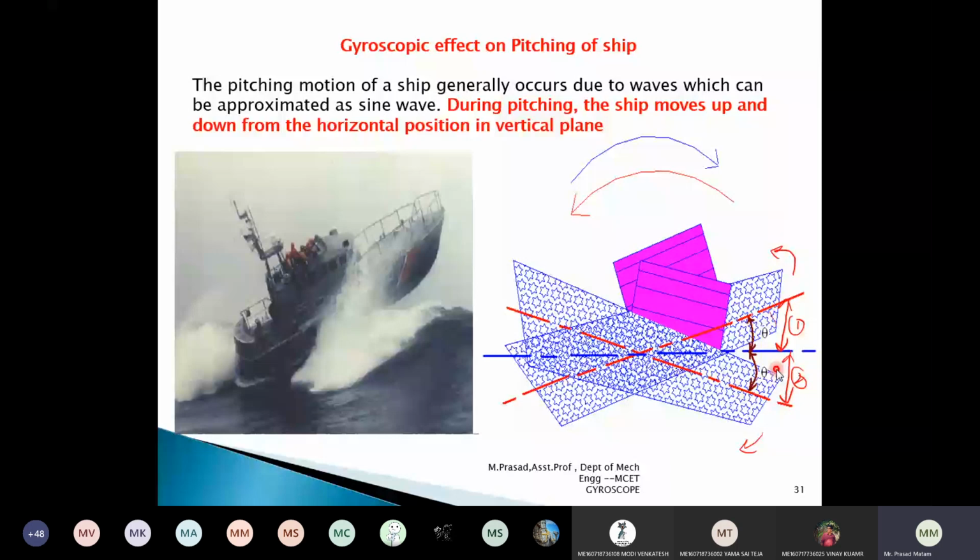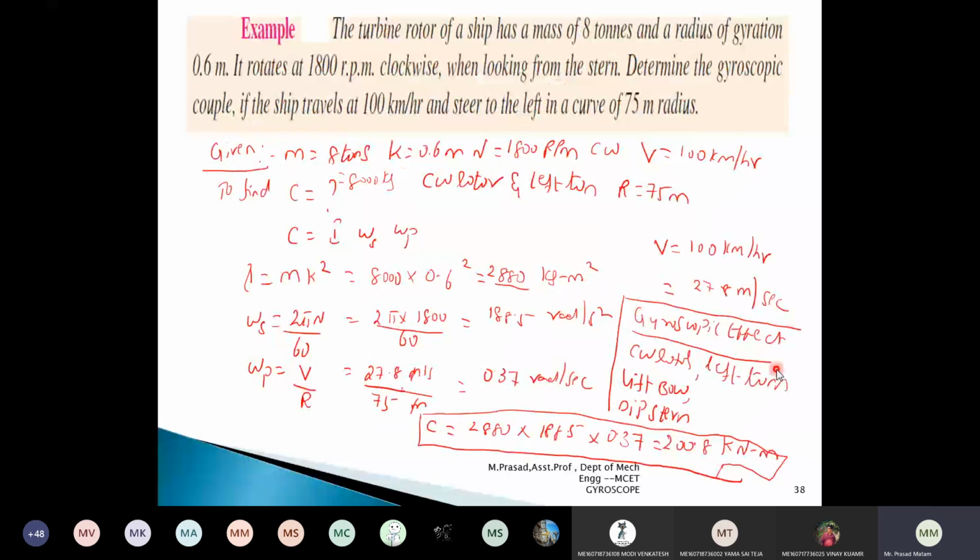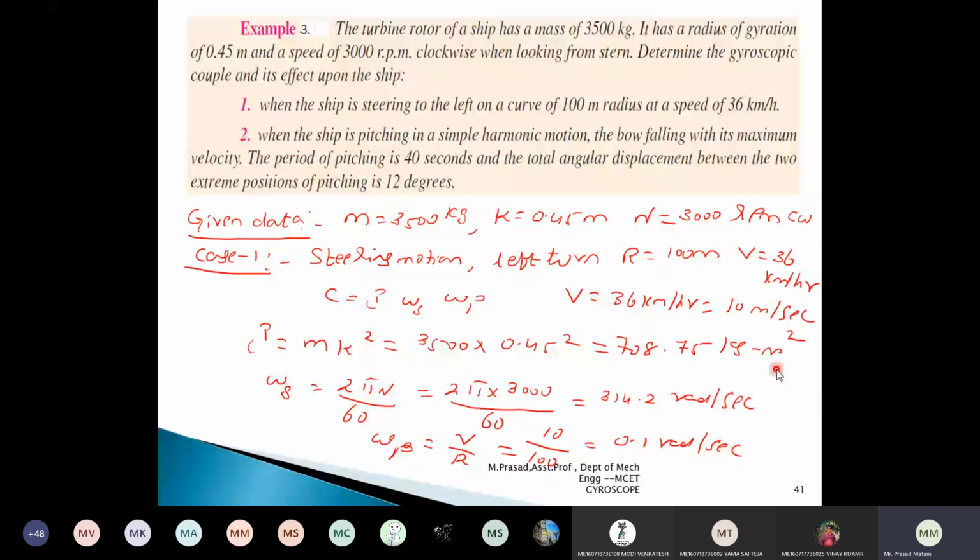Now let me go for the problem here. You can see here, when the ship is pitching in simple harmonic motion, the bow is falling down with maximum velocity. The period of pitching is 40 seconds. The time taken for pitching is 40 seconds. It is taking that time to move downwards. Similarly, to move upwards, it is taking 40 more seconds. And the total angular displacement between the two extreme positions is given. With respect to the horizontal line, moving upward is one extreme position. Similarly, moving downward is one more extreme position.